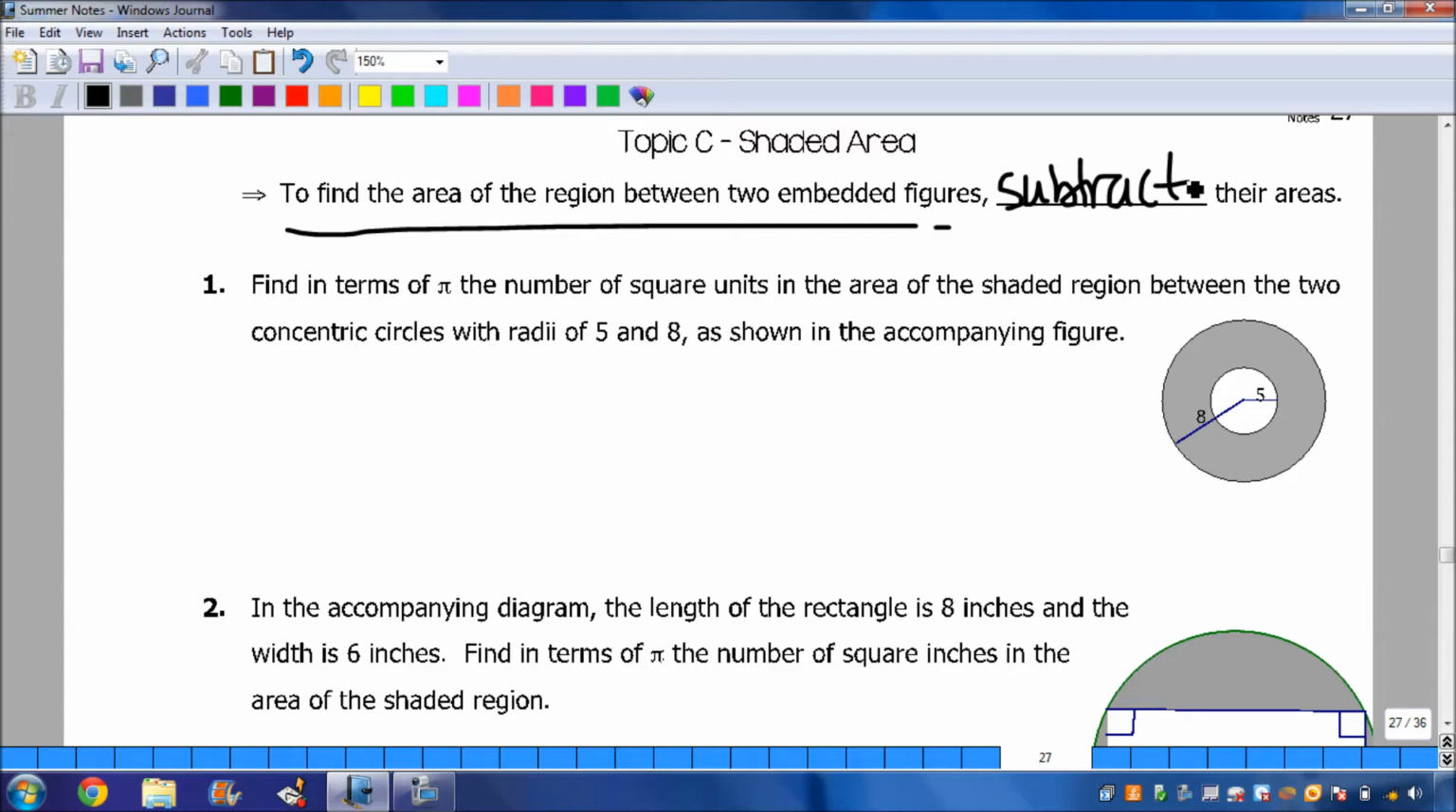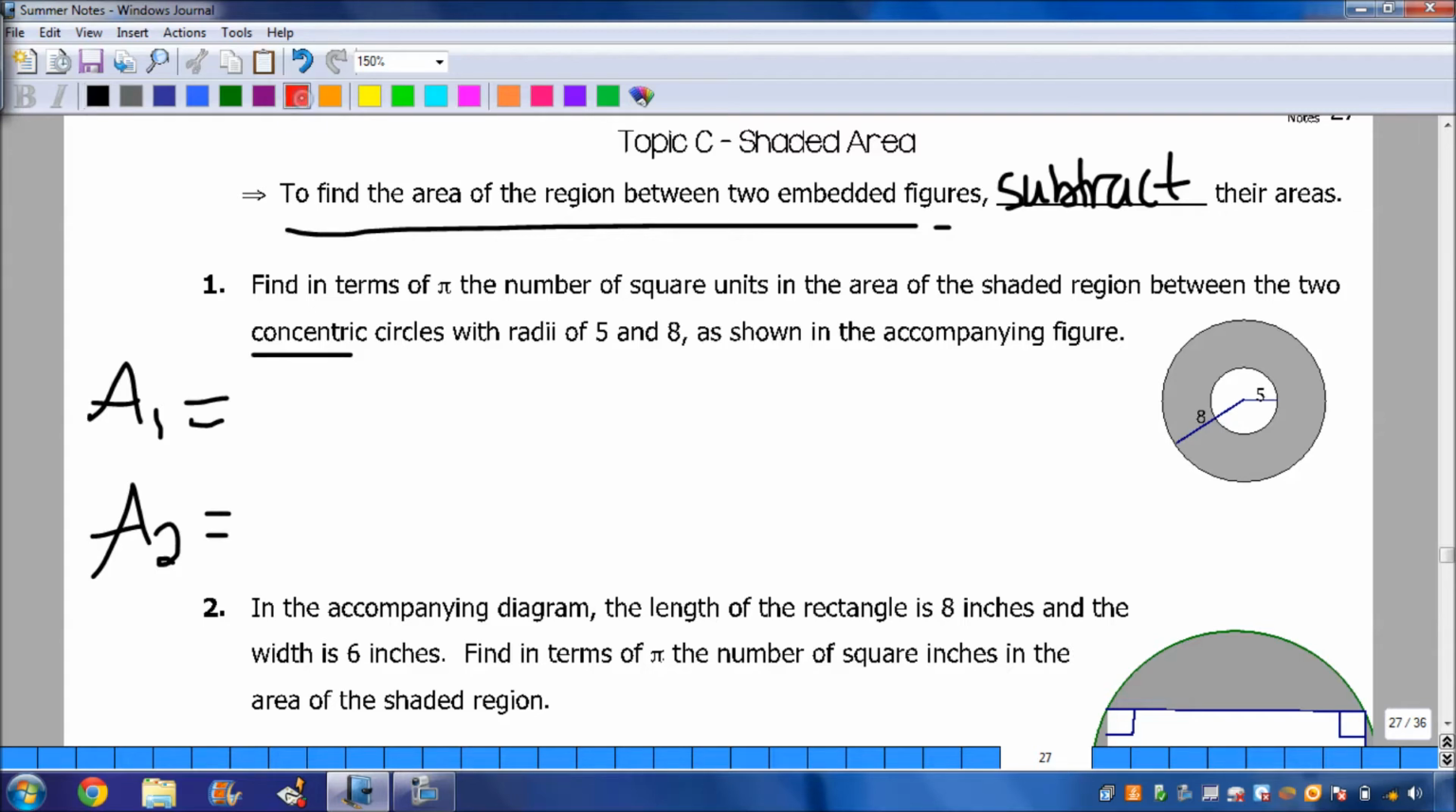area of the shaded region between the two concentric circles. Concentric means one within the other, with radii of 5 and 8 as shown in the accompanying figure. So I'm going to find the area of the larger circle, which I'm going to call area 1. I'm also going to find the area of the smaller circle, which I'm going to call area 2, and then I'm just going to subtract them.